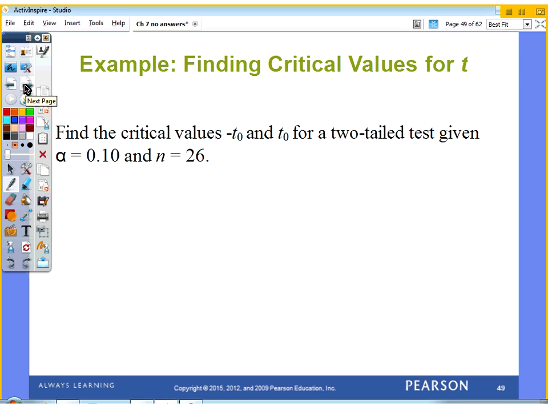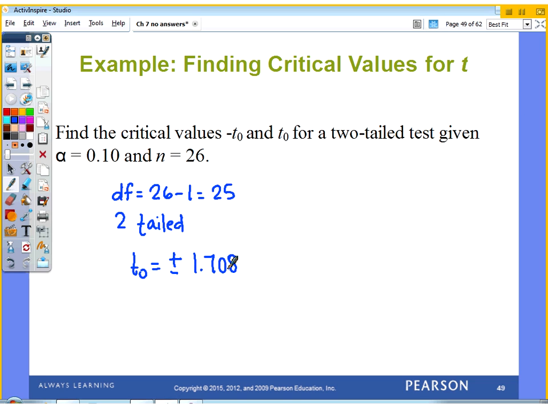If they ask us to find the critical values, negative t0 and positive t0, for a two-tailed test, given that alpha is equal to 0.1 and n is equal to 26, again, to find the degrees of freedom, you subtract 1 from your sample size, which would be 25. It's a two-tailed test, so you're looking at the top underneath two-tailed. Going across for alpha equal to 0.1, you should find the critical values to be positive and negative 1.708.